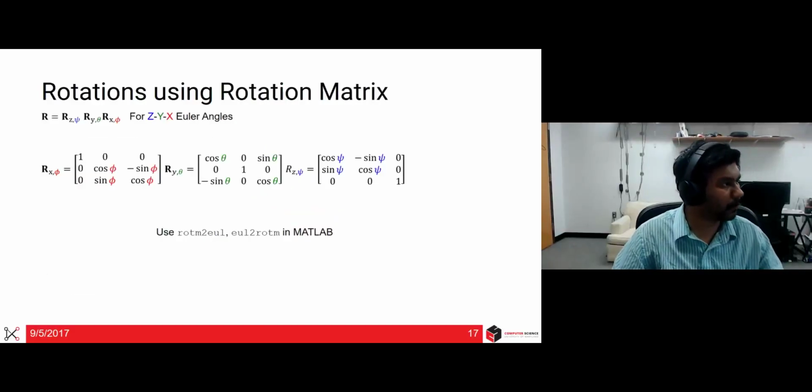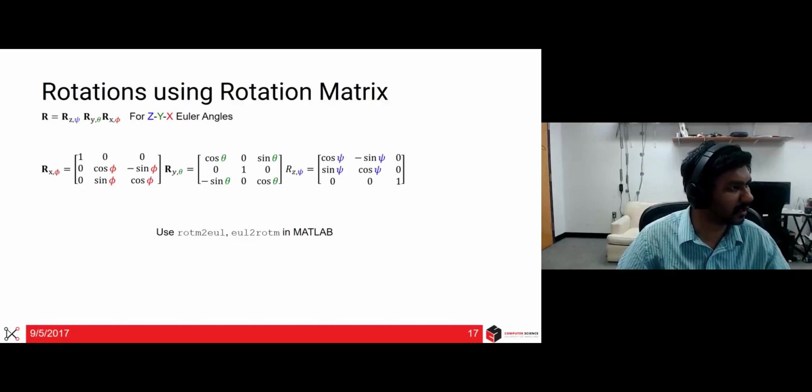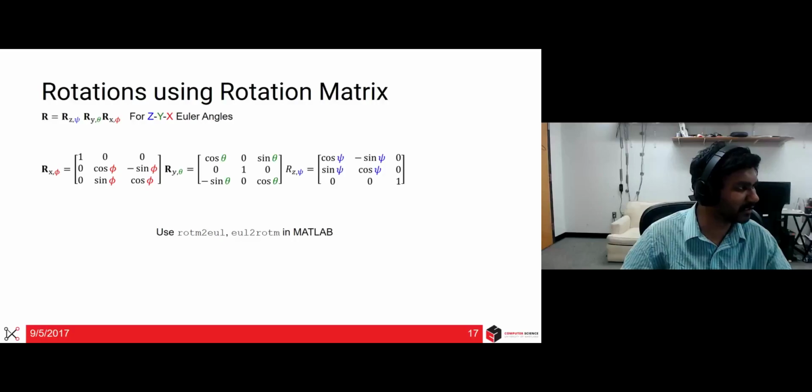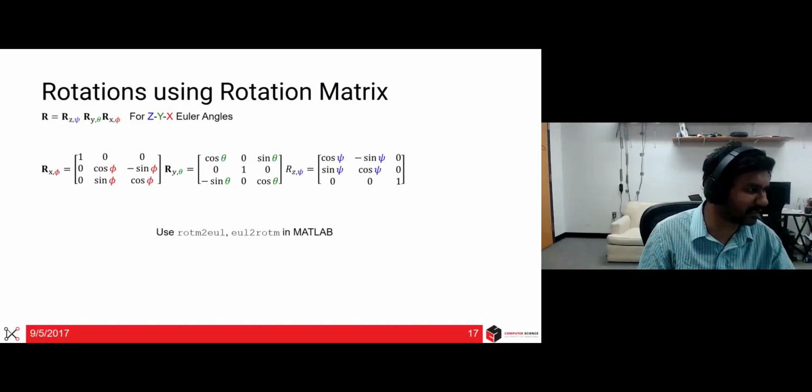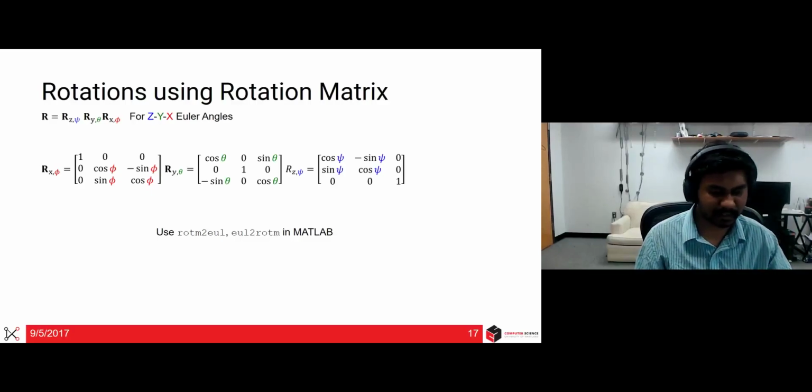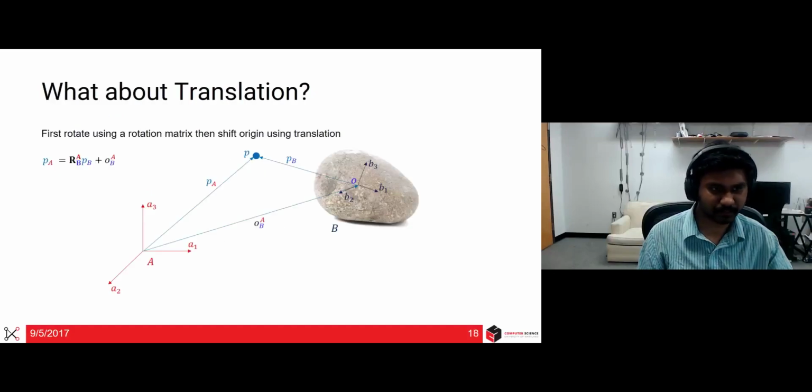Okay, now we want to talk about rotations using a rotation matrix. So like we said before, if we are using ZYX Euler angles, the rotations will be post multiplied because they are intermediate axis, and it's shown as this in this slide. So please refer to rotm2eul or eul2rotm in MATLAB to make sense of this. And the Wikipedia page is an amazing resource to read about rotation matrices.